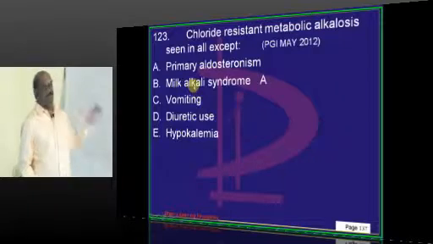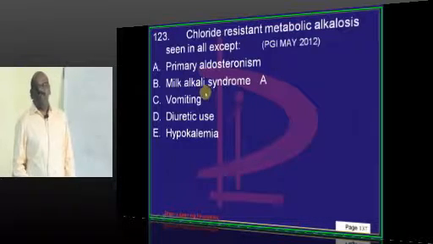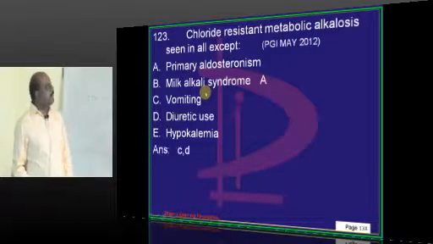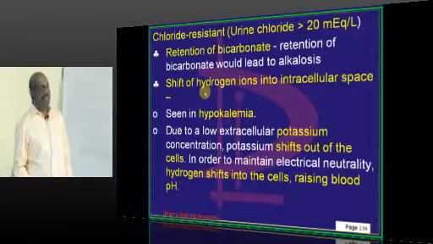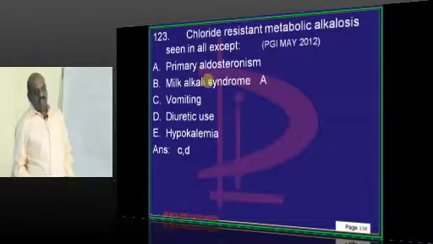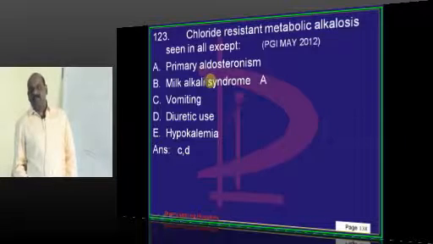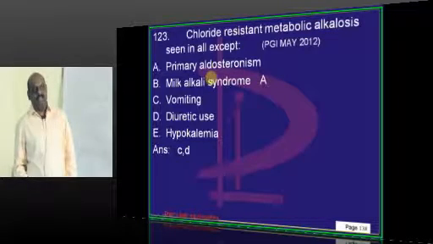This question requires our next class, because there is a lot to talk about it. Metabolic alkalosis, chloride responsive, chloride non-responsive, we will discuss in more detail.